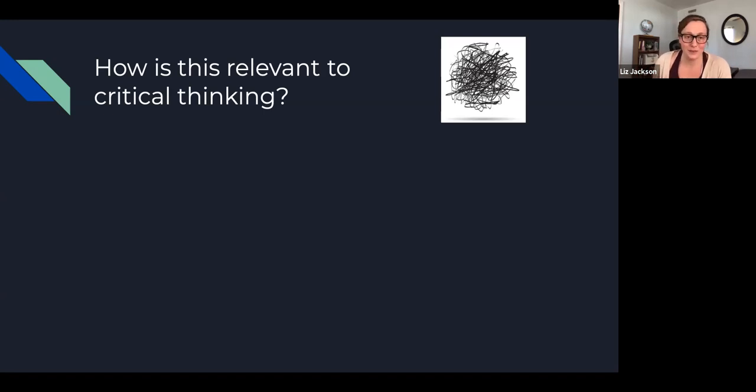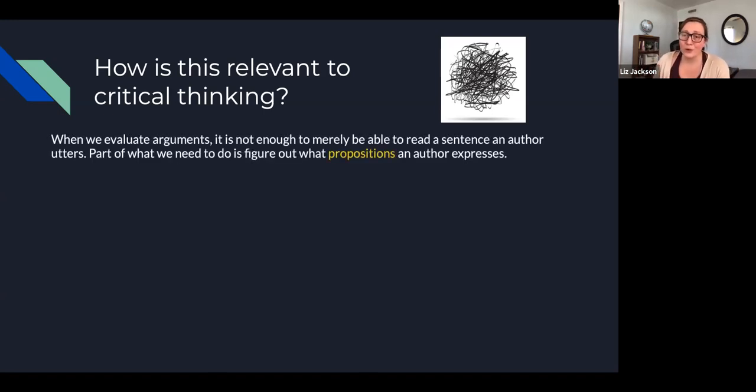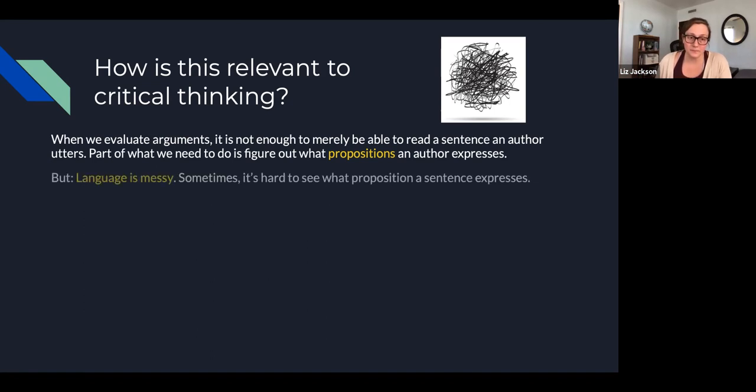Why are we talking about this? Well, critical thinking is about evaluating arguments. And when we evaluate arguments, it's not enough to merely read a sentence that an author utters. What we have to do is figure out what is the thought or the idea that the author is expressing. So part of what we're doing in critical thinking is figuring out what propositions an author expresses.